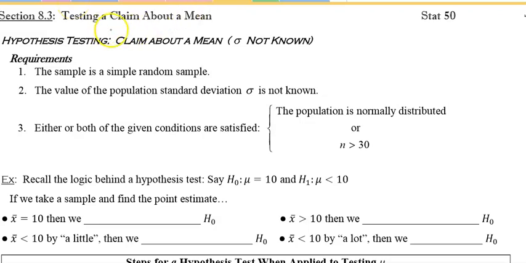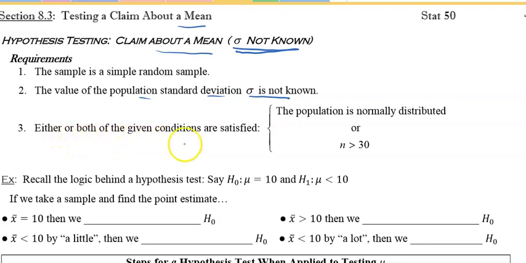8.3 talks about testing a claim about the mean. In the last section we did testing a claim about the proportion. Now we're doing the mean. Hypothesis testing, claim about the mean if the population standard deviation is not known. If it's known, we use Z. Requirements: the sample is a simple random sample and the value of the population standard deviation is not known.